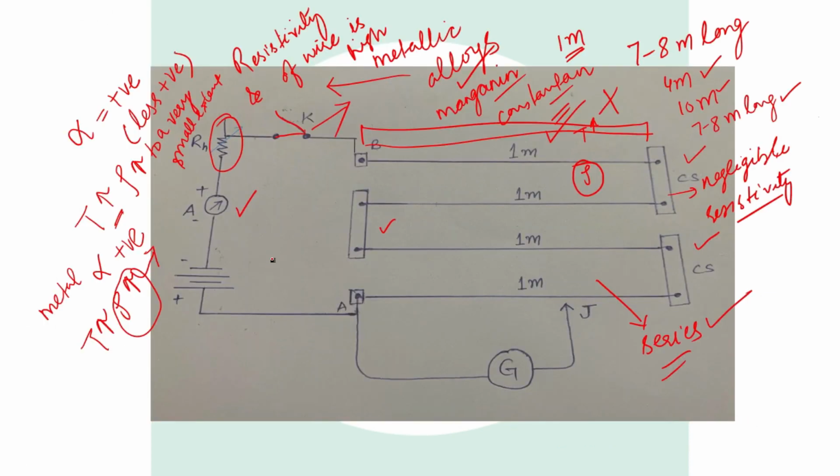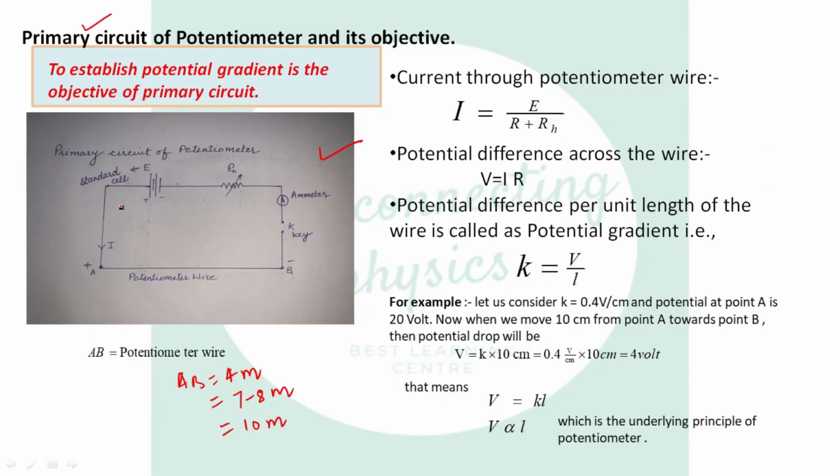In this diagram we have shown the wire in segments, but for our convenience we just write AB is the potentiometer wire. At A we attach a battery or a cell, then a rheostat, then an ammeter, then a key. This is the simplest circuit of the potentiometer, and it is called the primary circuit of the potentiometer. The cell we use here is called the standard cell, and it is not the cell whose EMF we are going to measure.